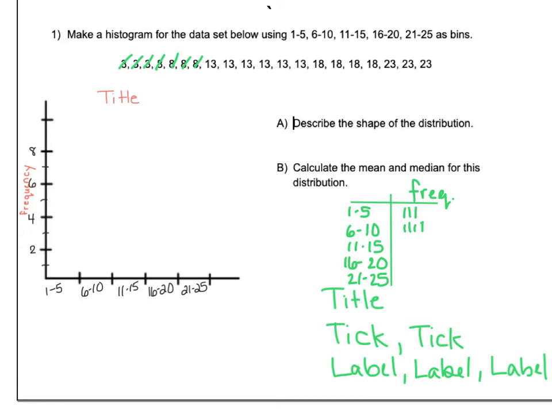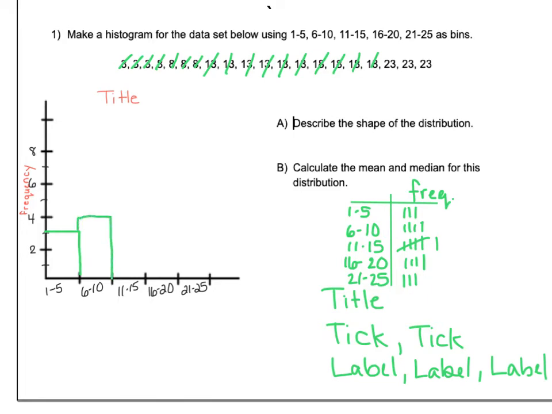Between 11 and 15, there's 1, 2, 3, 4, 5, 6 values. Between 16 and 20, I see 4 18s, and between 21 and 25, there are 3. Okay, so now you're going to construct each bin. So 1 to 5 has a height of 3. 6 to 10 has a height of 4.